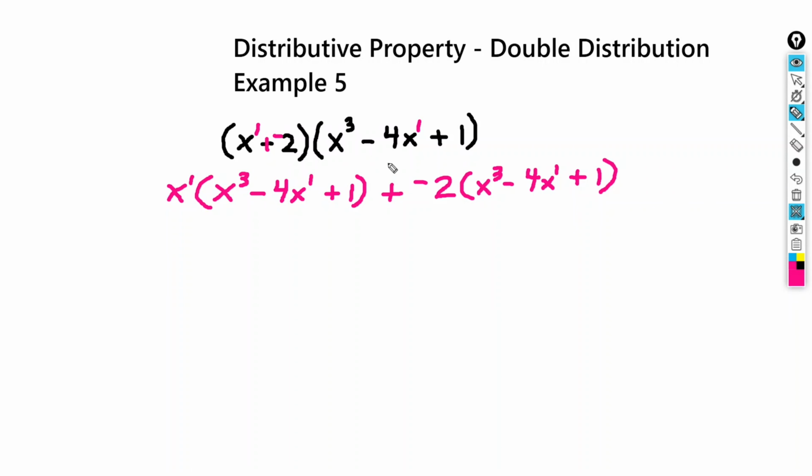Okay, so what we're essentially doing here is we're taking each of these terms and multiplying it by each of these terms. So I'm taking the x, I'm multiplying it by every term here. I'm taking this negative 2 and I'm multiplying it by every term there. So now let's work this out.